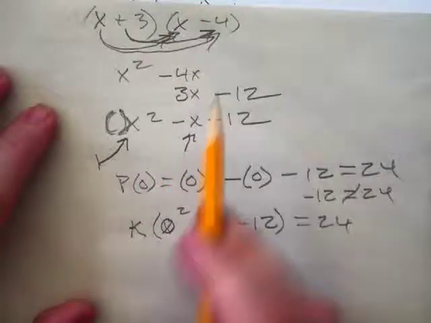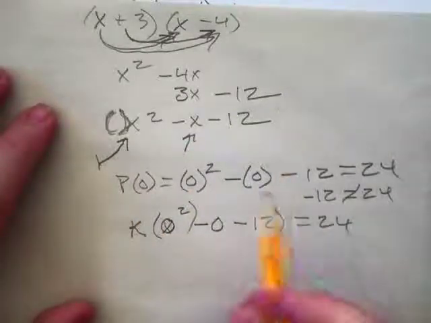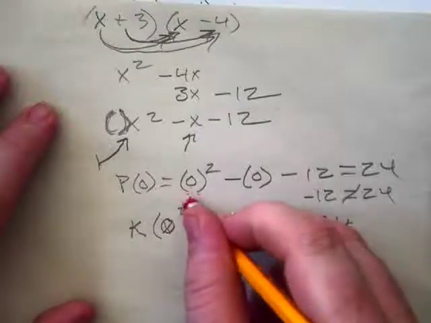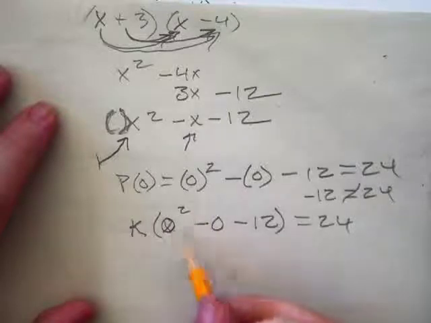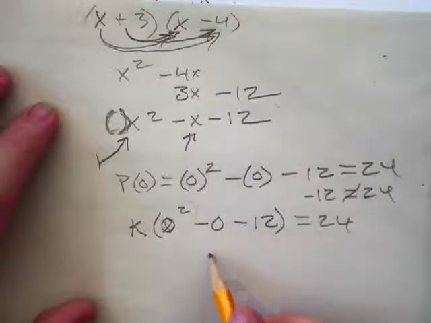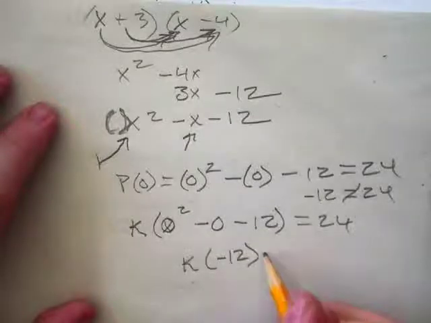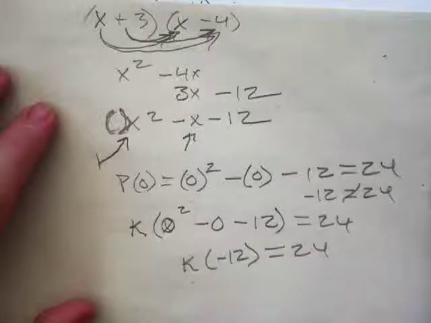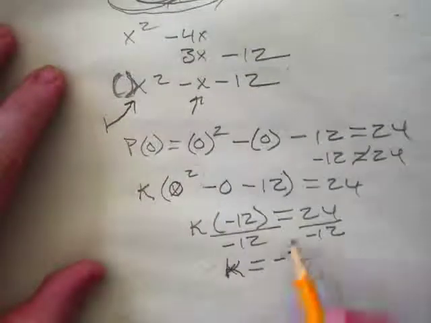Because we're just multiplying k times the first number here, it's the whole thing. We're just going to multiply the whole thing times k. And k times 0 is 0, and we're left with k times negative 12 equals 24. We're going to divide by negative 12. Divide by negative 12. We're left with k equals negative 2. Excuse me, k, not x. Now we know what k is.